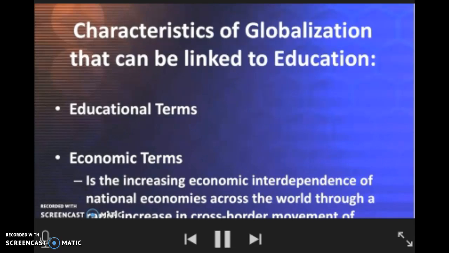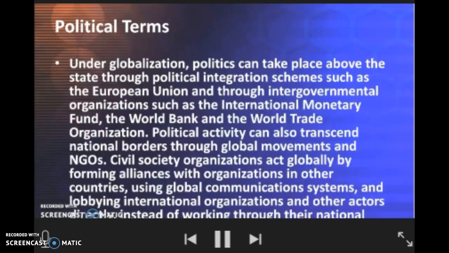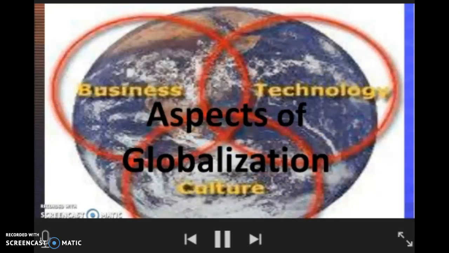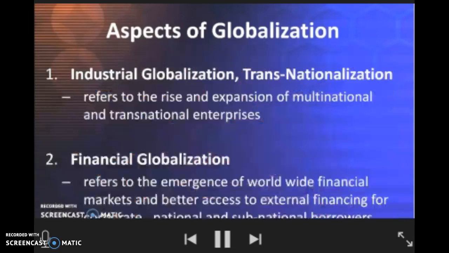So when we're looking at characteristics of globalization that can be linked to education, we look at economic terms, which increase the economic interdependence of national economies across the world through a rapid increase in cross-border movement. There are also cultural terms. When we look at aspects of globalization, you have your business, your technology, and your culture, and they all intertwine and intermix.